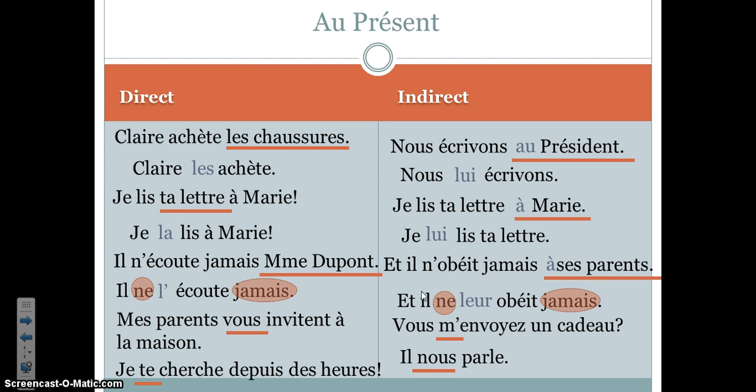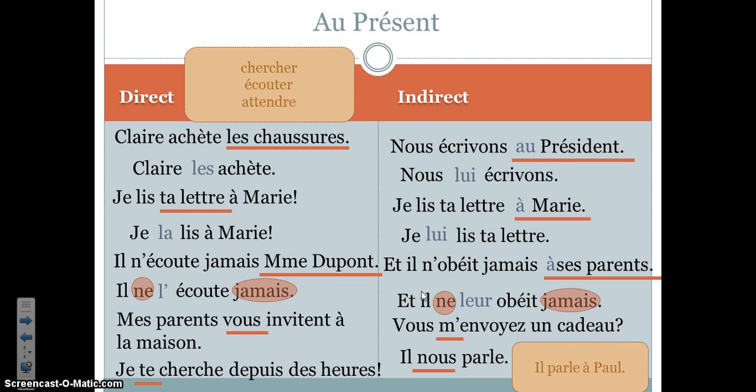Il nous parle. Notice that he is doing the talking and we are receiving that talking. He's talking to us. If you're having a hard time deciding whether nous or me is direct or indirect, you can always use a third person and rewrite the sentence, and that would tell you. So if we wanted to say if he's talking to Paul, we would put in that preposition because we would say il parle à Paul, not il parle Paul. So that is one way of helping you decide if it is direct or indirect.